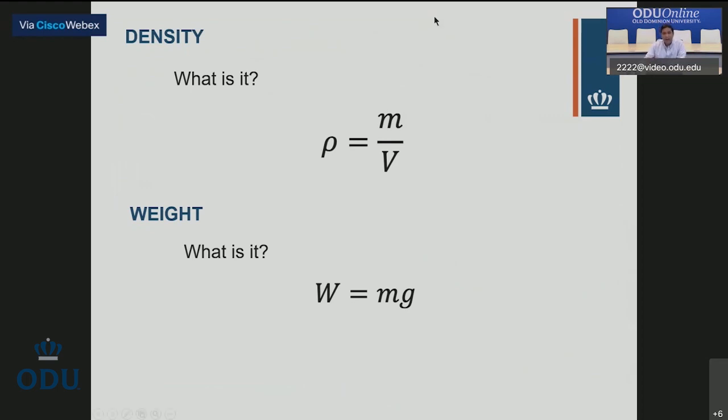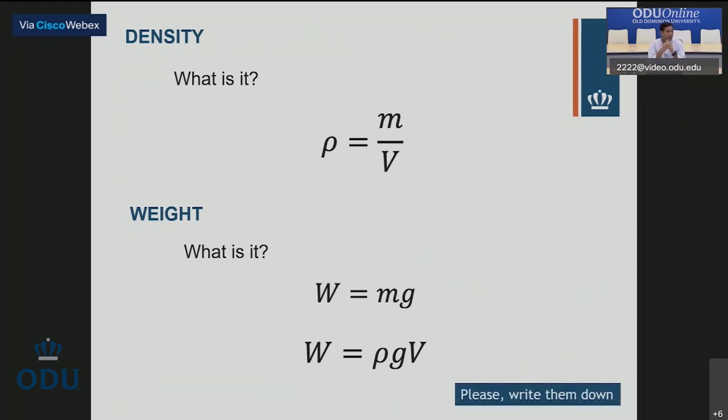Now, if I solve for mass in this equation, I will get that mass is equal to density times volume. Since the mass is equal to density times volume, I will plug it in here, and I obtain this equation: weight is equal to density of the fluid, times gravity, times the volume of that particular fluid. And please write these equations down, because we're going to use them later today.